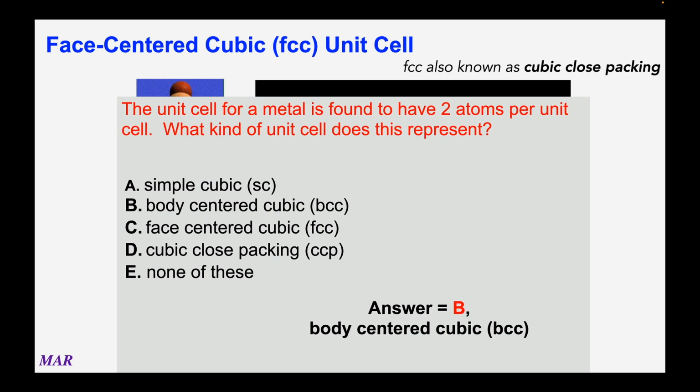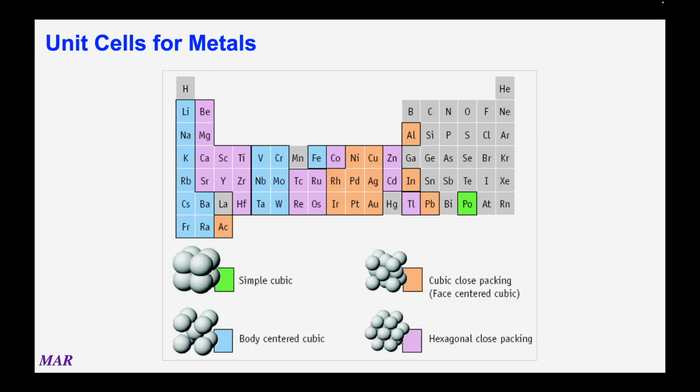BCC, body-centered cubic, 2 atoms per cell. Simple cubic, 1 atom. Face-centered cubic, 4 atoms. CCP is for us the same as FCC. There's actually differences, but we're not going to go into it. Good to go. The metals on the periodic table often fall in one of these categories.